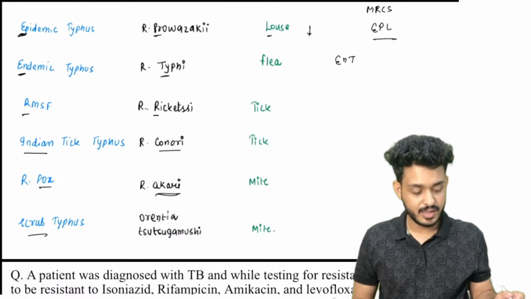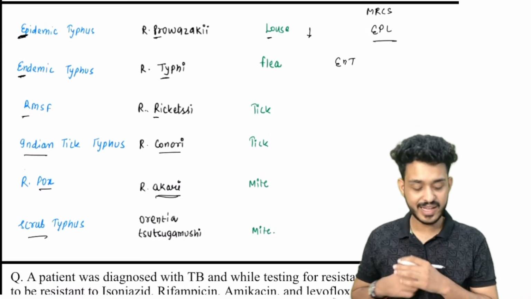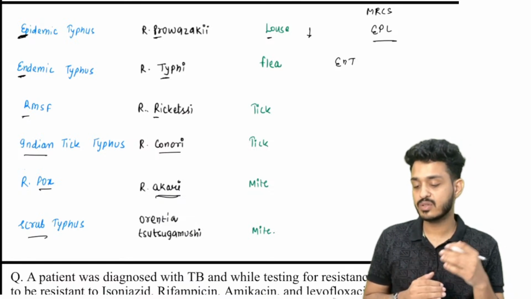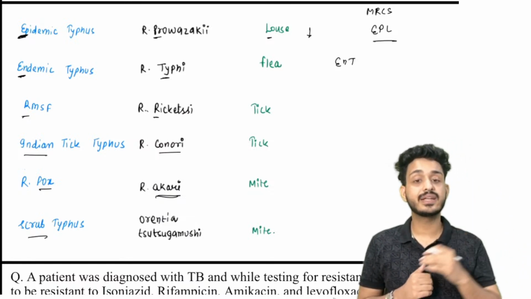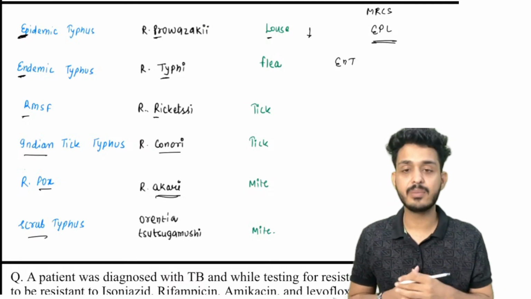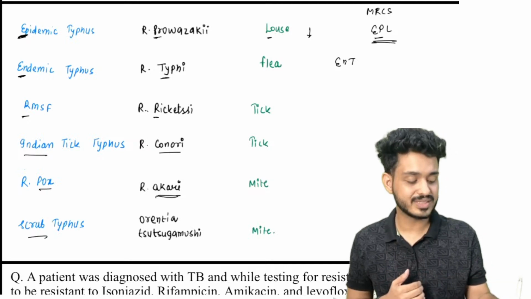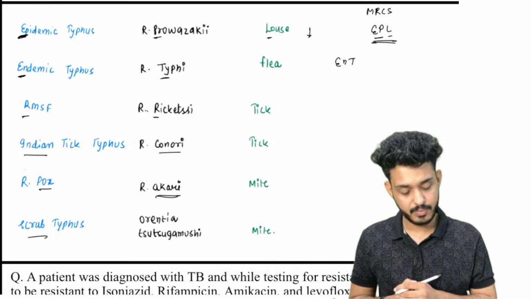Okay, is this the way you can remember? Is it fine? So we are having epidemic. First of all, we need to remember louse, flea, tick, tick, mite, mite. Then we can remember EPL. EPL means what? Epidemic will be having Kawasaki.